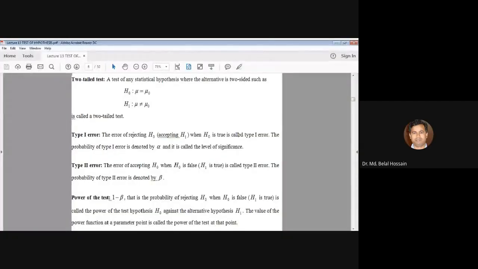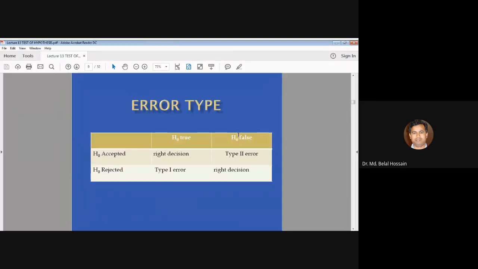That is good. Okay, next topic is type of error, okay? The error of rejecting the null hypothesis when it is actually true, we call it the first type of error, okay? That type of error can be easily understood with this tabular presentation. For example, in the columns we put null hypothesis true, null hypothesis false. The rows say null hypothesis accepted, null hypothesis rejected.